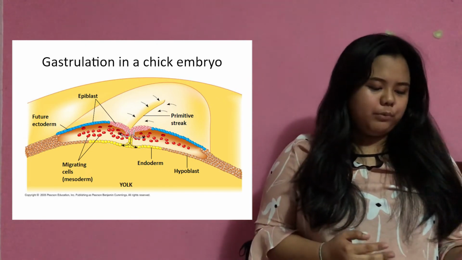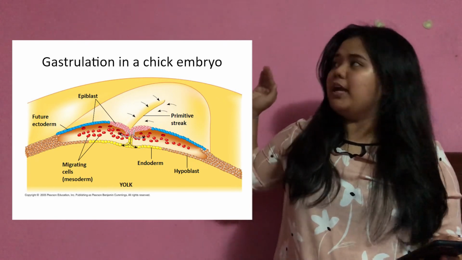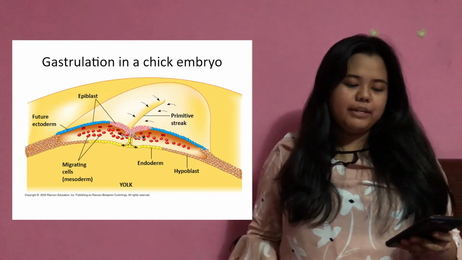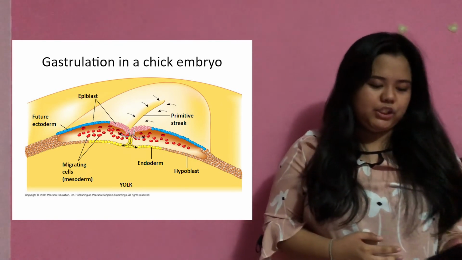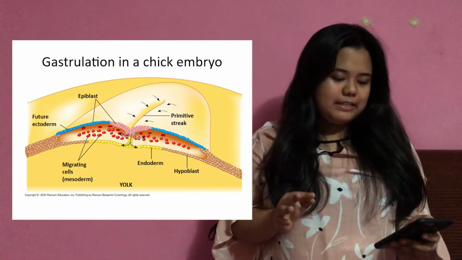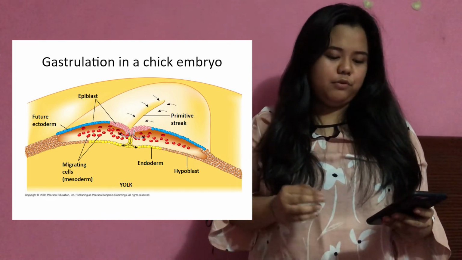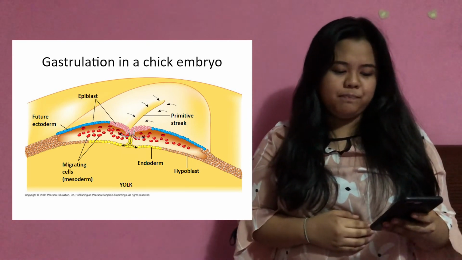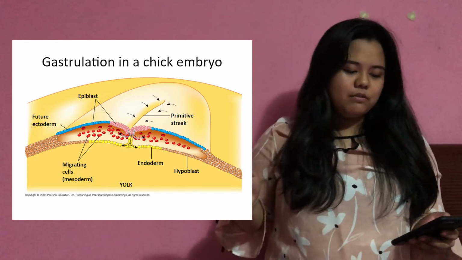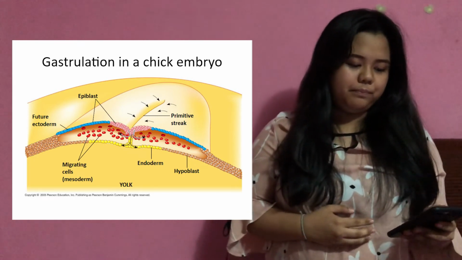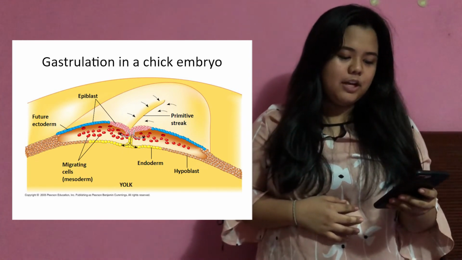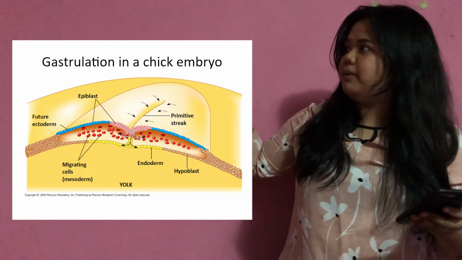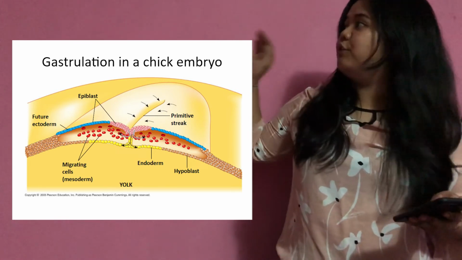Once the primitive groove has formed, the epiblast cells move toward the streak and slip into the interior of the embryonic disc in a process of invagination. The first cells to invaginate invade the hypoblast, which is replaced by a new cell layer, the endoderm. Other epiblast cells and the newly formed endoderm that remain form another germ layer, the mesoderm. Those are the ones in the middle.